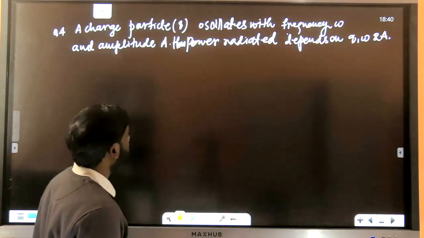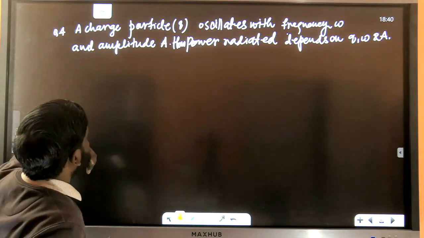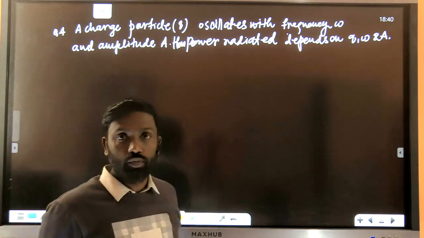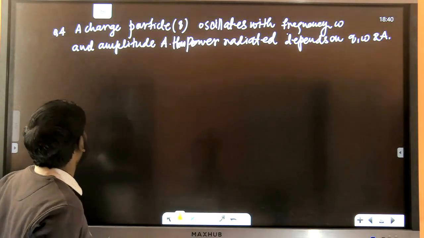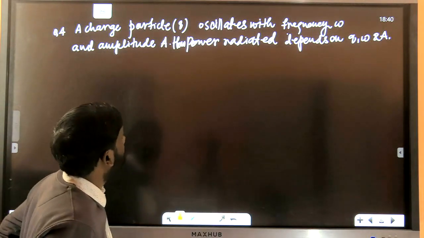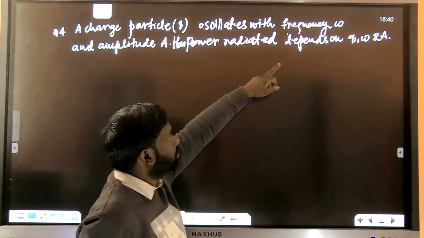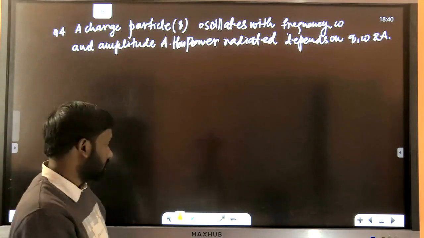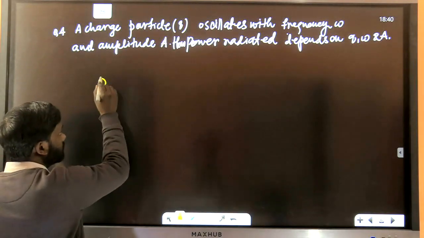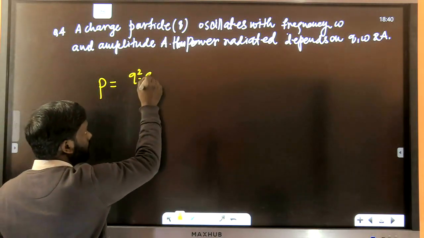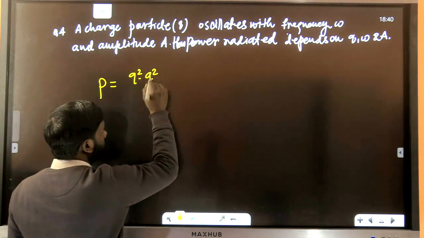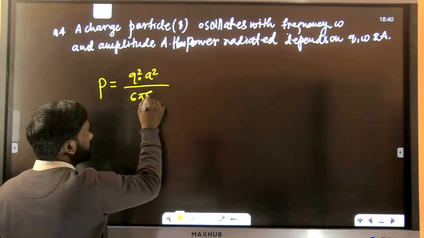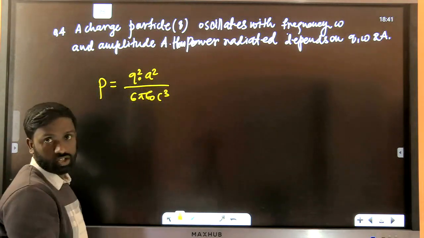Now this is the fourth question. It says a charged particle Q oscillates with frequency omega, with amplitude A. This was, I think, a simple harmonic motion actually. How does the power radiated depend on Q, omega, and A? See, this is the case of an oscillating charged particle. So therefore, power radiated is given by the Larmor formula, which is written as Q square a square upon 6 pi epsilon naught c cube, where a is acceleration.